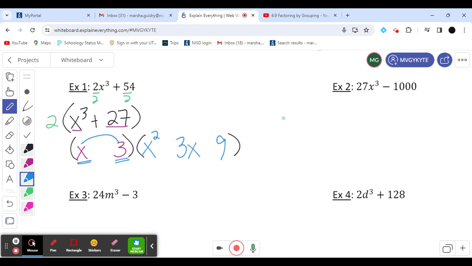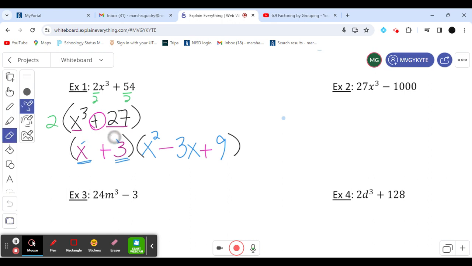And all that's left is to determine our signs. Remember SOAP, same, opposite, always positive. Our first sign is the same as our original, so it's a plus. The second sign is opposite, so minus, and the last is always positive. And that is how we factored the sum of these two perfect cubes. That's our answer right there.